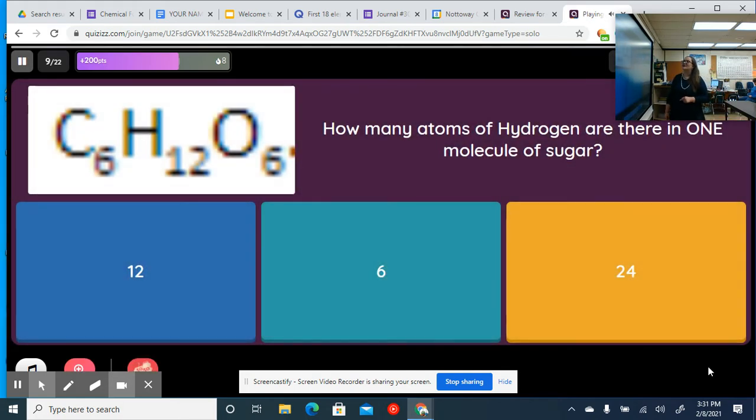How many atoms of hydrogen are there in 1 molecule of sugar? So here you just have to look at the subscript of 12.